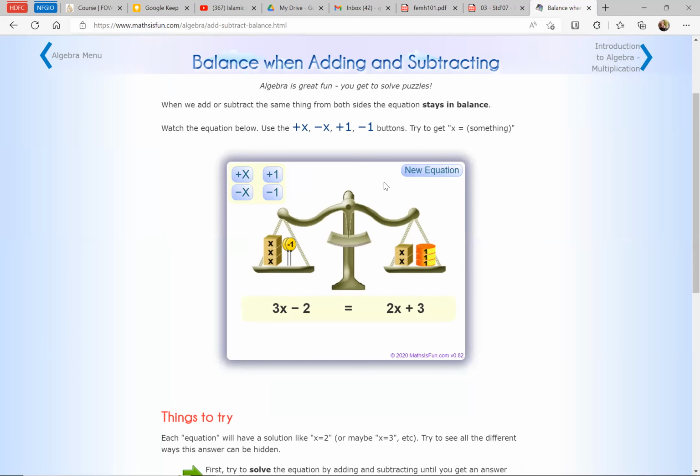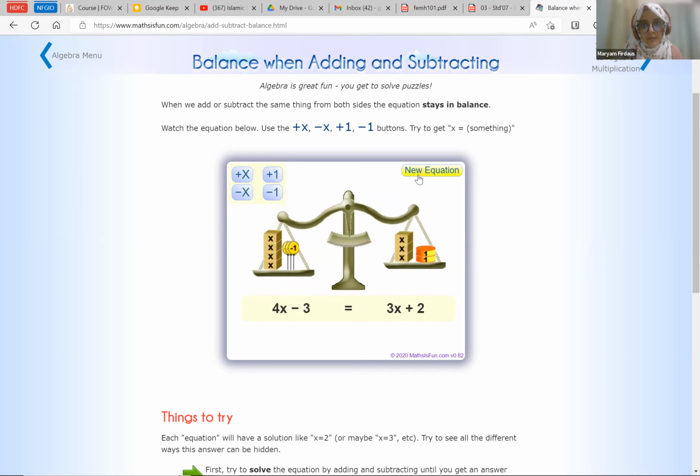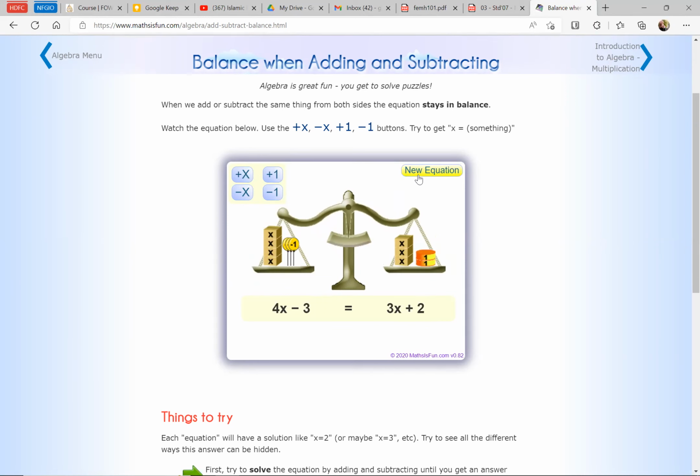So on the left hand side, what do we have? Hiba, what do we have on the left hand side? This is 4x, and this is minus 3, this is 3x, and this is plus 2. So the equation on the left-hand side is 4x. Don't get confused that there are x's on both sides of the equation. Just see what I'm going to do now.